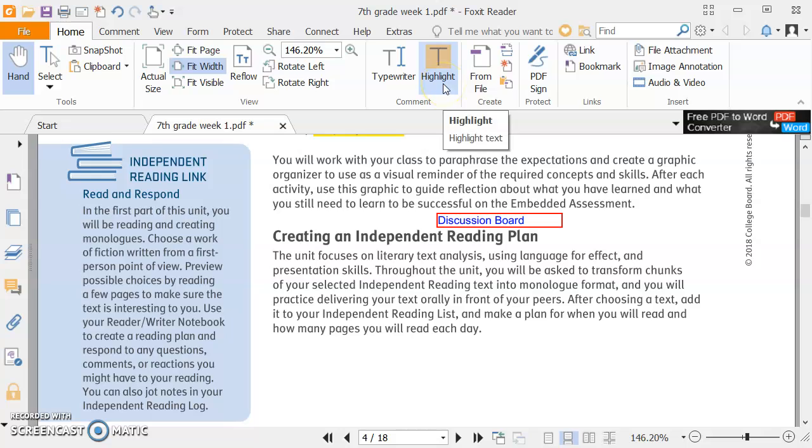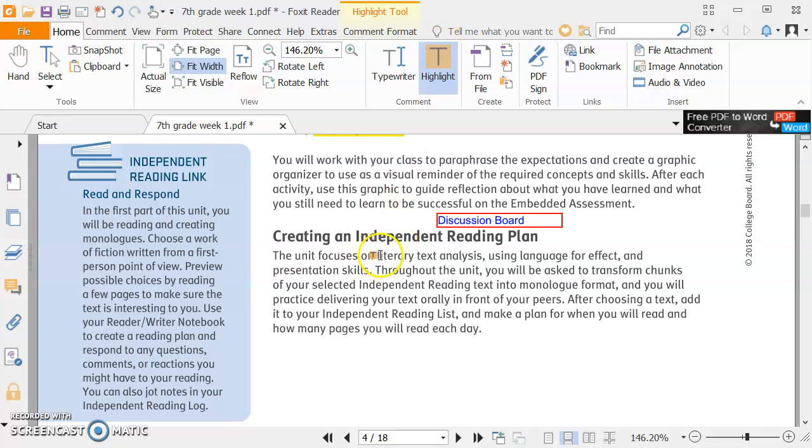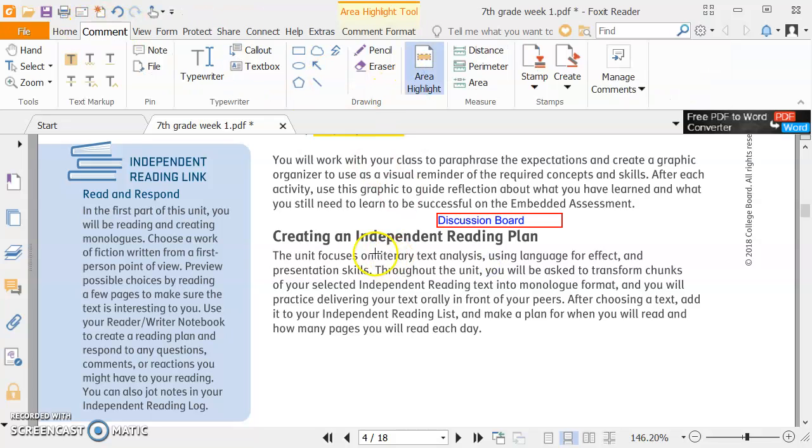So let's once again highlight the things you do and the things you know. So you're going to need to know literary text analysis, how to use language for effect, and you're going to need presentation skills. Now, you may already have some presentation skills, but we all have room for improvement.